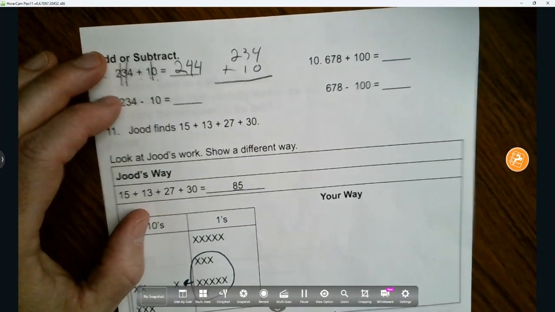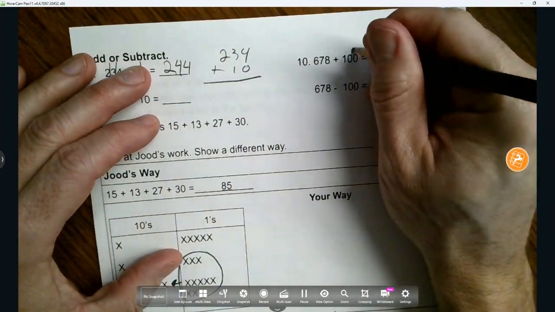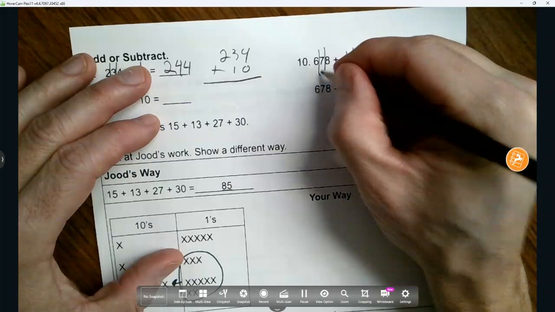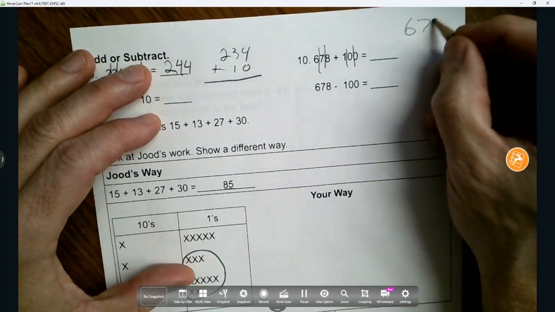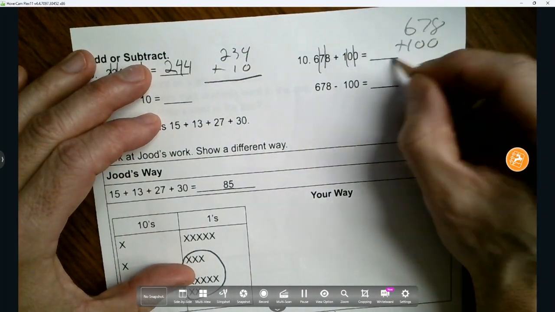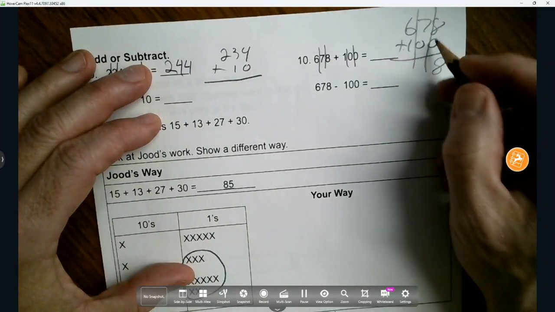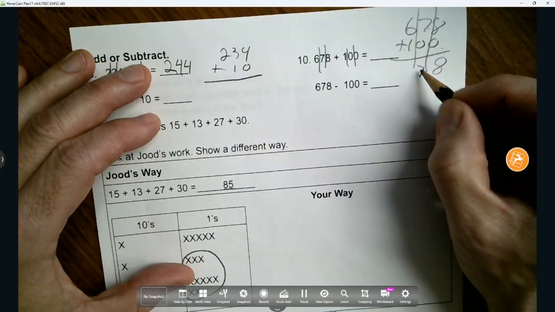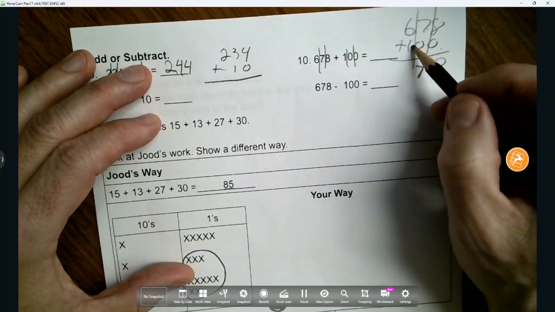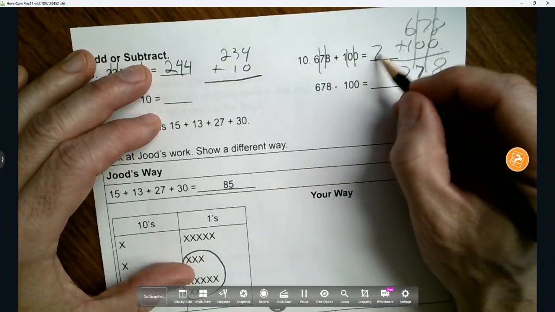Okay. Over here, 6, 7, 8, plus 1, 0, 0. Keep it neat. Okay. 8 plus 0, 7 plus 0. Hardest problem on this one, 6 plus 1, 7, 7, 8.